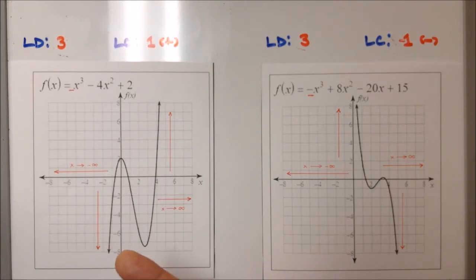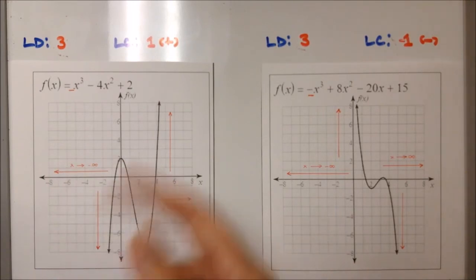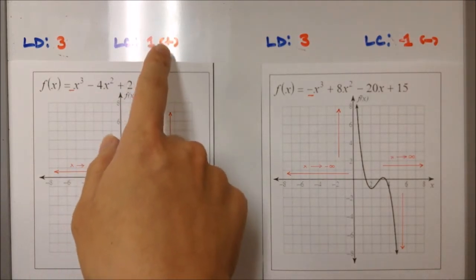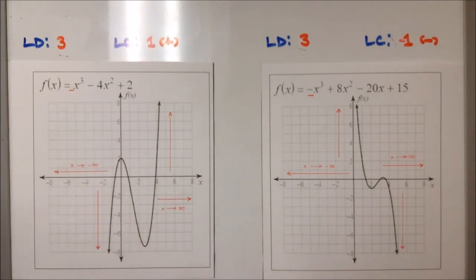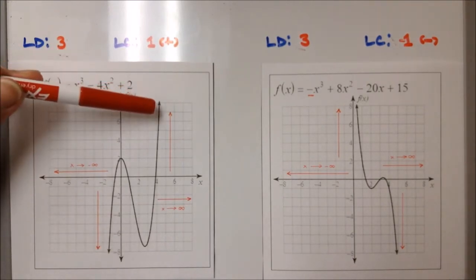So there's a pattern for odd functions, regardless of whether the degree or exponent is 3, 5, 7, 9, or even 11, and so on: the two sides go in opposite directions. That means one side is going to negative infinity and the other side is going to positive infinity, or vice versa. So here, when the coefficient in front of the leading degree is positive, the left side is going towards negative infinity, and the right side is going towards positive infinity.